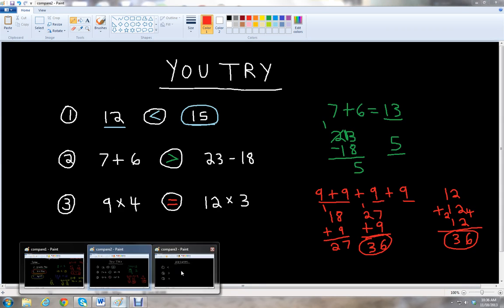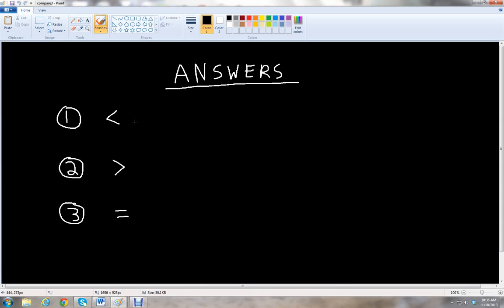So let's check our answers. We had less than for number 1, greater than for number 2, and equals for number 3. So if you got those problems right, great job. You know how to compare 2 different numbers. And you also know how to add, subtract, and multiply, which is very important.